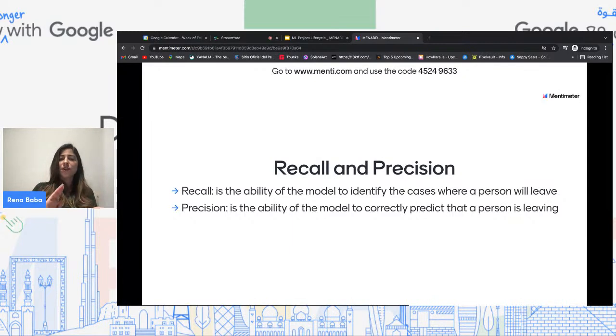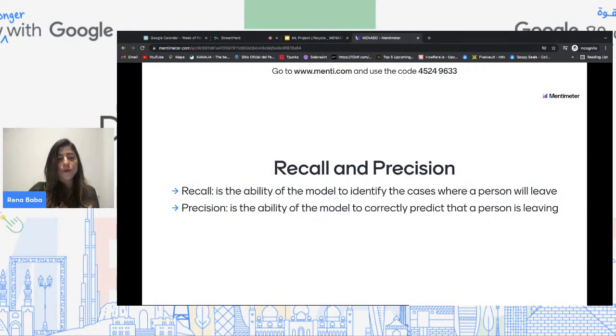So there's a trade-off here, because the higher the recall, the bigger the chance that the model is able to identify all the cases where someone is going to leave, and the more likely it is to make some mistakes. Sometimes it will say that someone is going to leave, but in fact it's making a mistake. So the precision will be dropping.